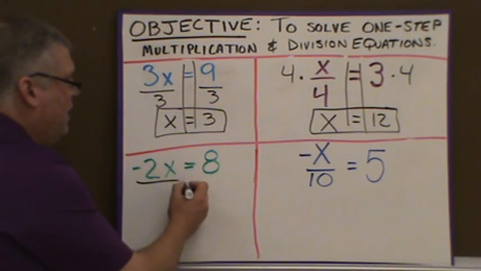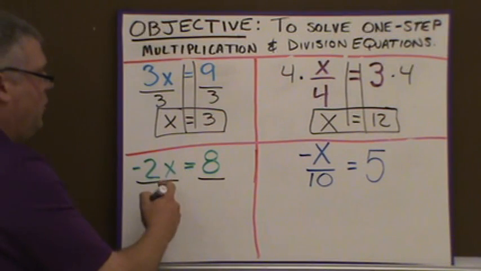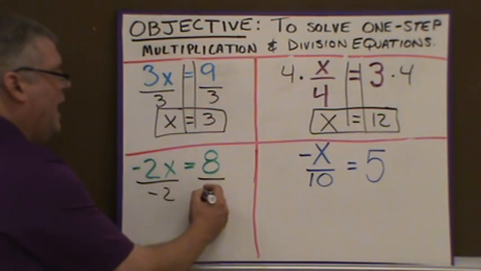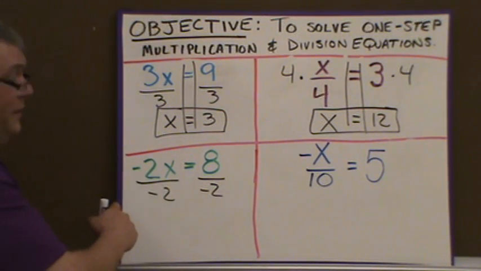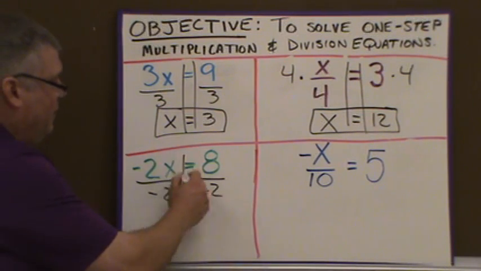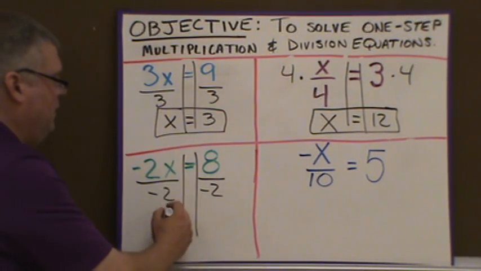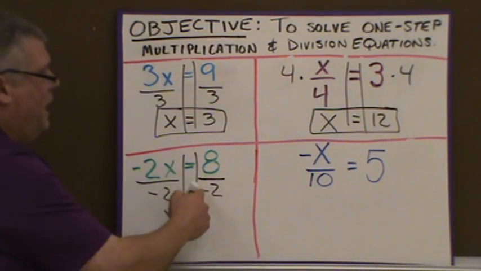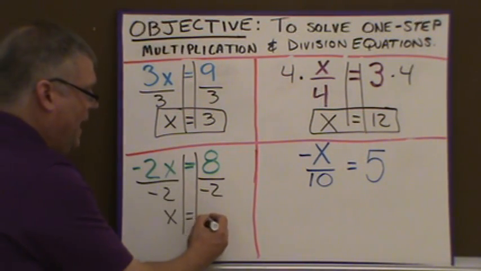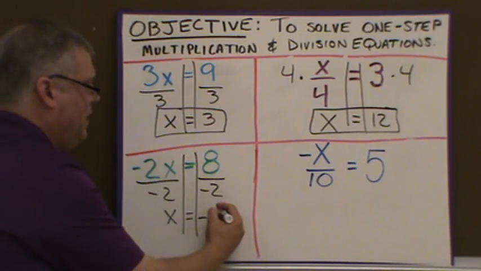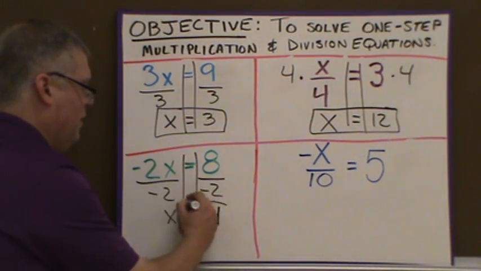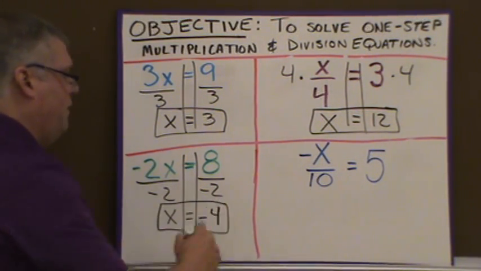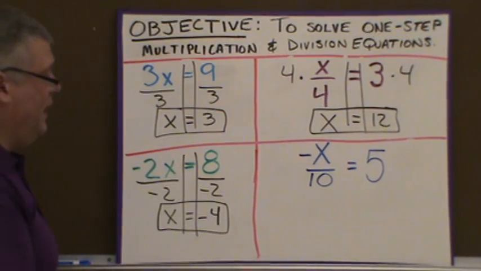So to solve this one, I have to do the opposite of multiplying, which is dividing. And I'm going to divide by the negative. Negative over negative is going to leave me with a positive 1x. Positive over negative is going to give me a negative. 8 divided by 2 gives me a 4. So my final answer is x equals negative 4.